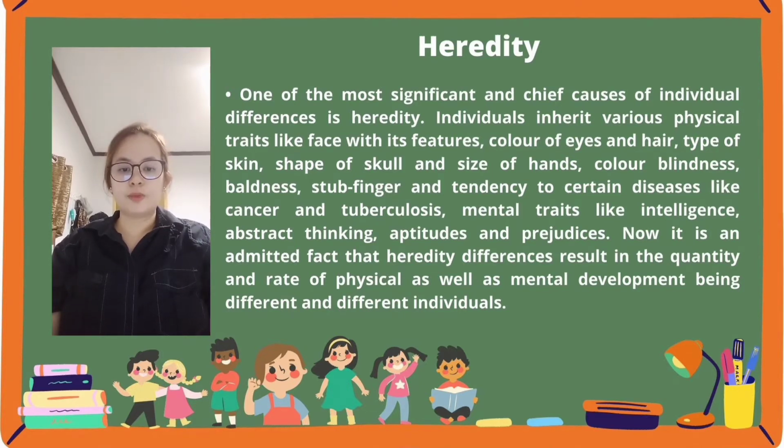Individuals inherit various physical traits like the face with its features, color of eyes and hair, type of skin, shape of skull and size of hands, color blindness, baldness, stub finger, and tendency to certain diseases like cancer, diabetes, and tuberculosis. Mental traits include intelligence, abstract thinking, aptitudes, and prejudice. It is now an admitted fact that hereditary differences result in differences in the quantity and rate of physical as well as mental development among individuals.